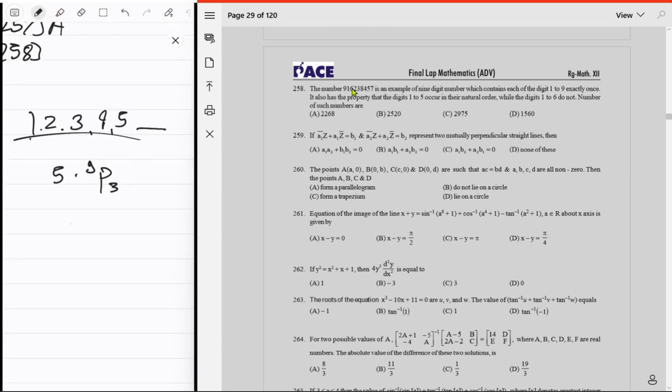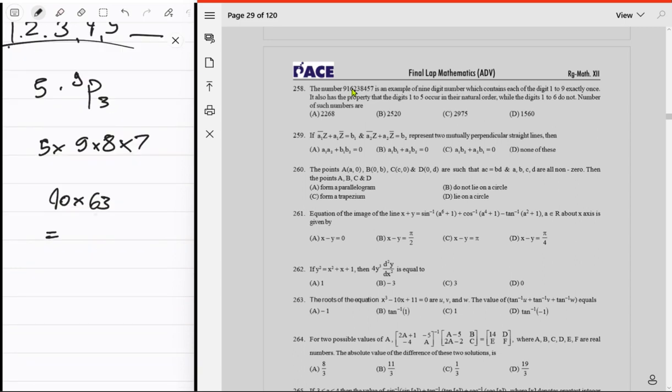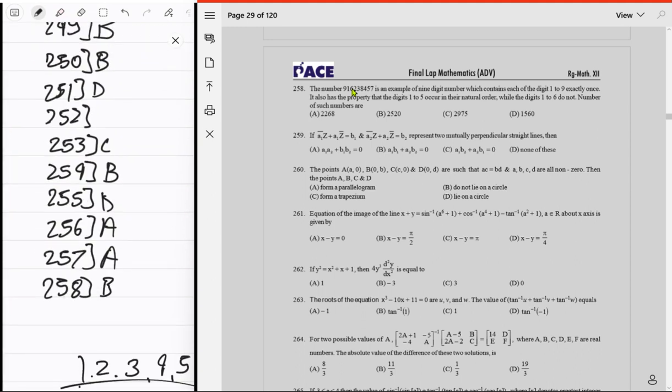Number of such numbers is like 5 times 9, 8, 7. Yeah, yes, that is the thing. So just 40 times 63, which is 24 for 12, just like 2520. So 2520 should be next question. 259.